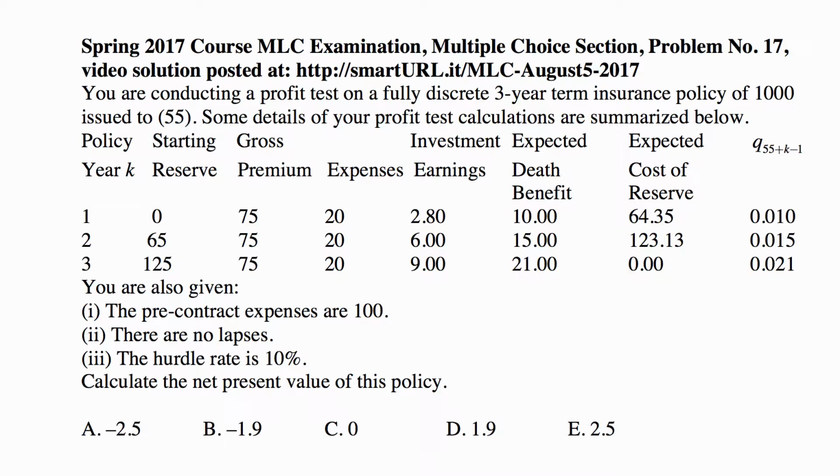You're also given that the pre-contract expenses are 100, so that's expense that happens when you set up the policy at the very beginning. There are no lapses, and the hurdle rate is 10%. Hurdle rate is the rate used for discounting of profits, because it's called a hurdle because this is the hurdle you need to overcome to pay the investors who provided you with money to run the company. You pay them with profits, and this is the rate that they expect to be paid. This is your hurdle that you must overcome. Calculate the net present value of this policy.